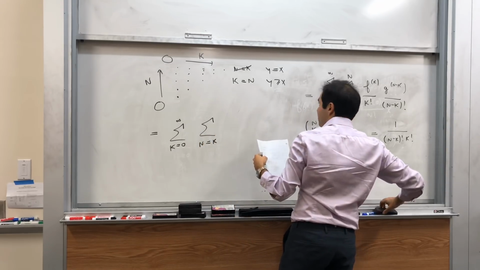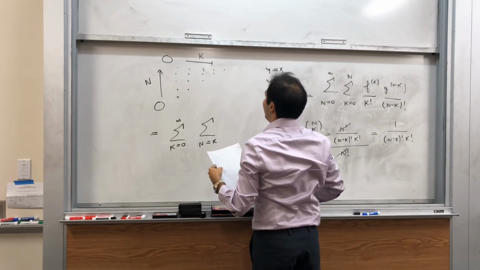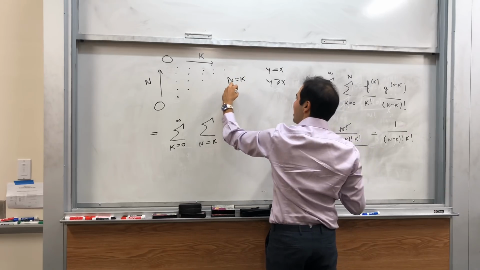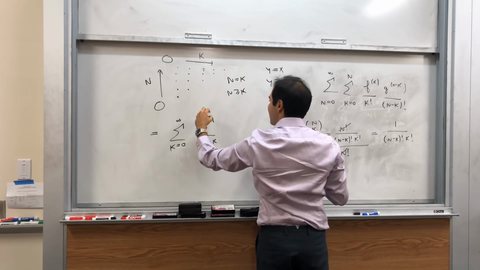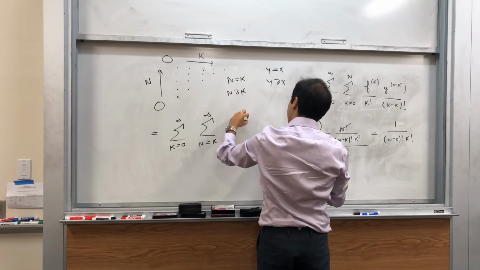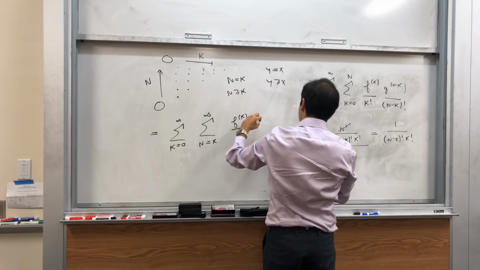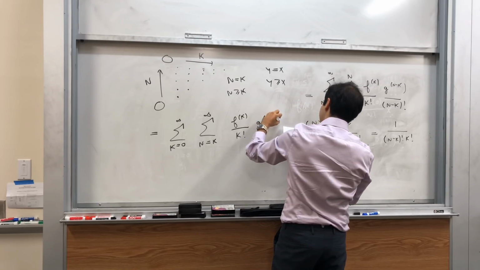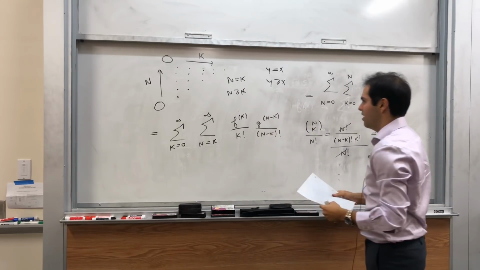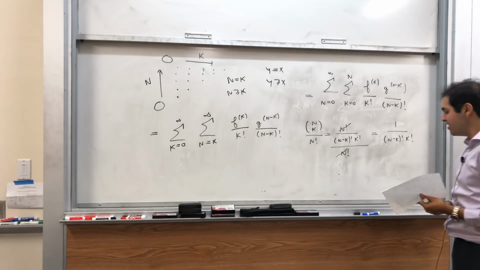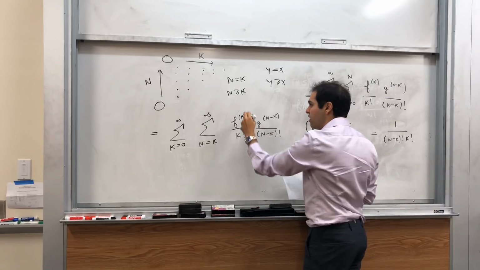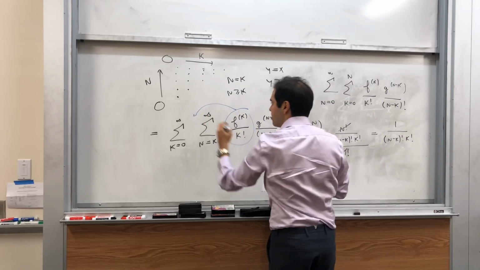It should be n equals k, so values of n greater or equal to k, to infinity of f_k over k factorial and g_{n-k} over (n-k) factorial. And why did we do this? Notice the nice thing: f_k over k factorial just comes out of the sum.